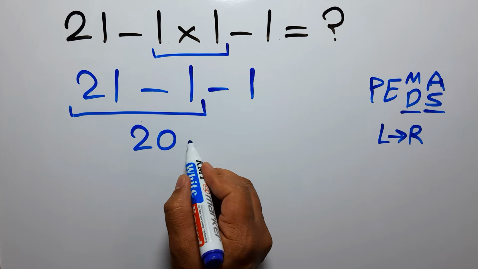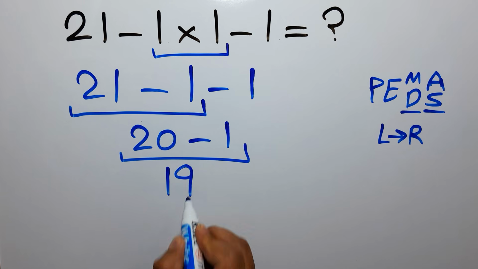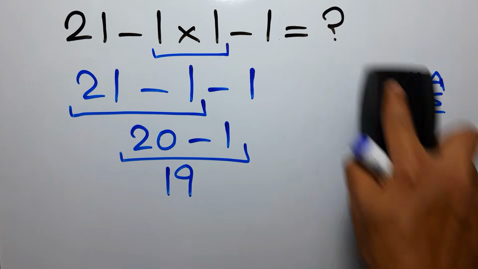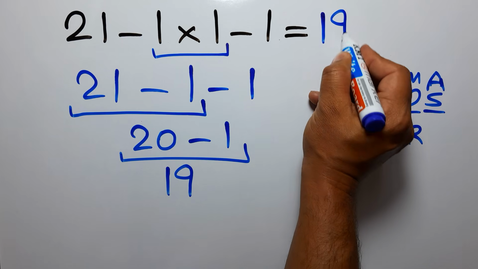So we have 20 minus 1, which equals 19. And this is our final answer to this problem. The correct answer is 19.